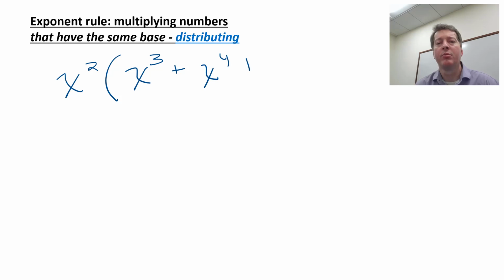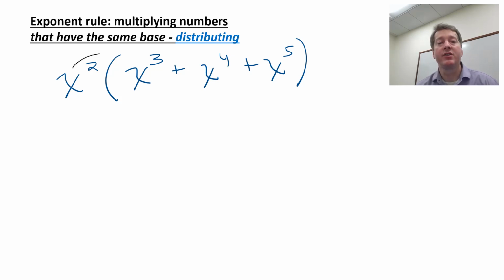Let's talk about distributing. What's that? Suppose I had x squared times, you would say the quantity, x cubed plus x to the 4th plus x to the 5th. The quantity means everything is put inside the same parentheses. Well, remember distributing?